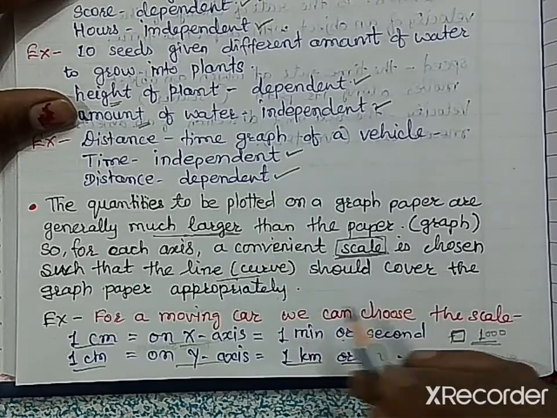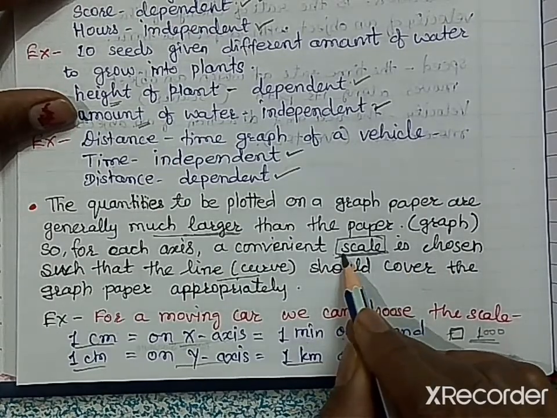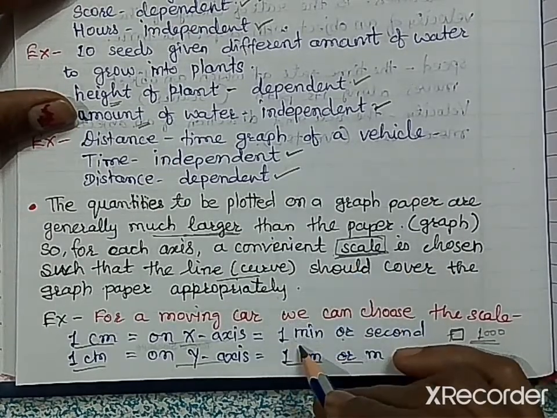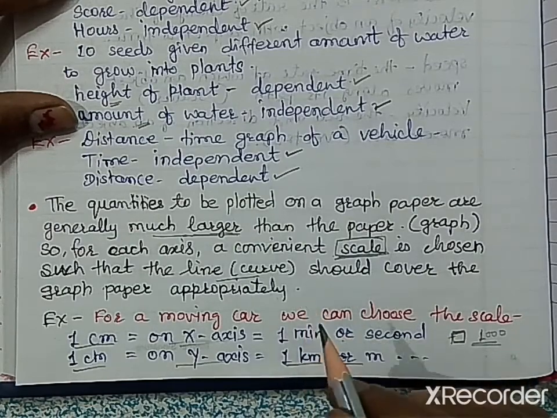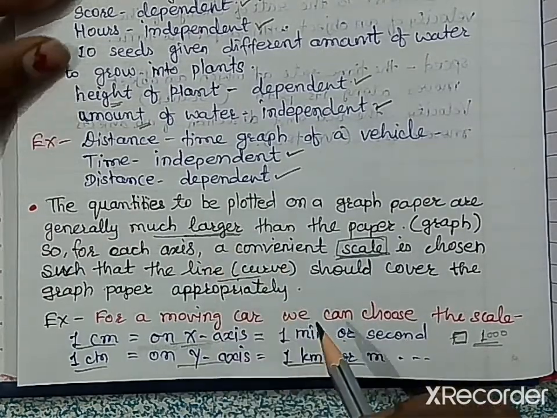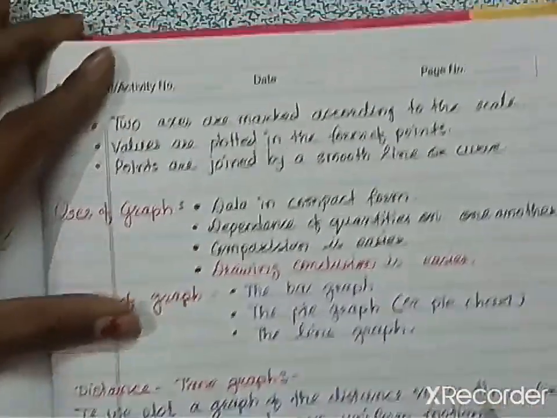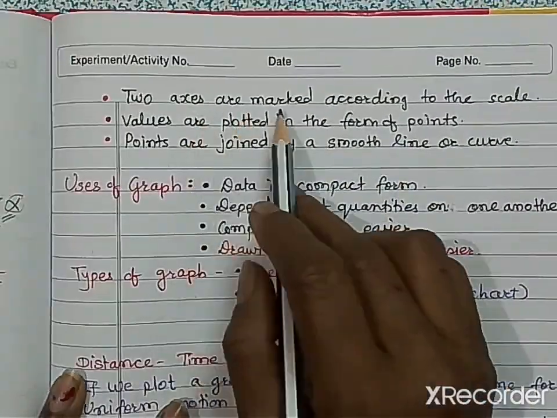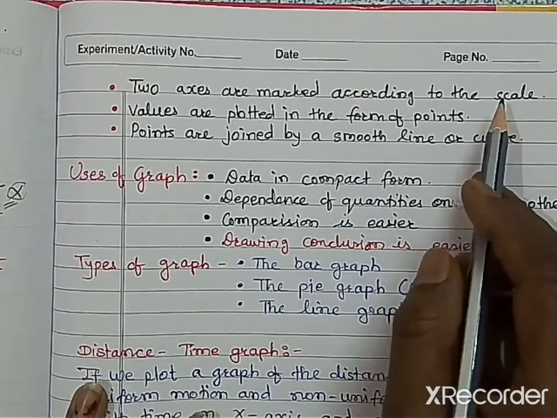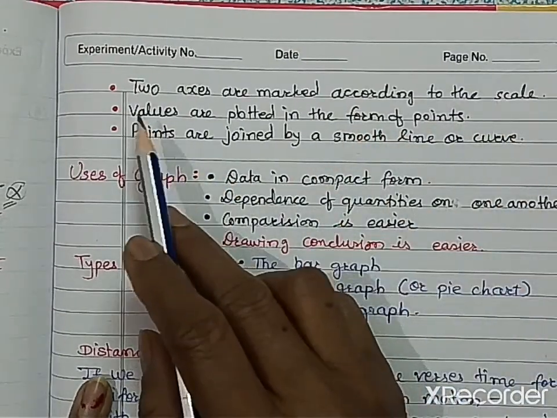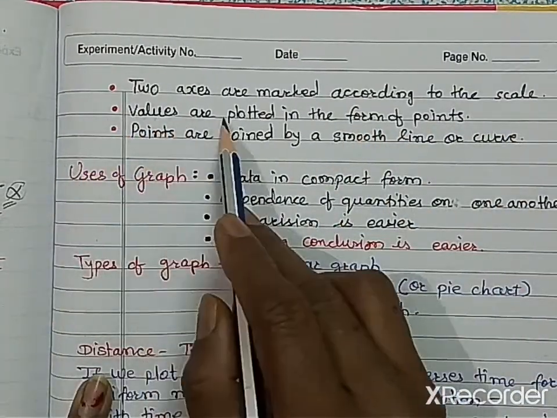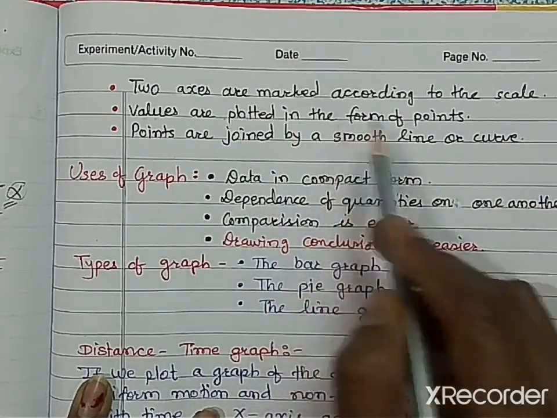convenient method. We can say scale helps us to plot a graph on the paper with larger data. Okay, then here you can see two axes are marked according to the scale. Both the axes are marked according to the scale. Then values are plotted in the form of points.